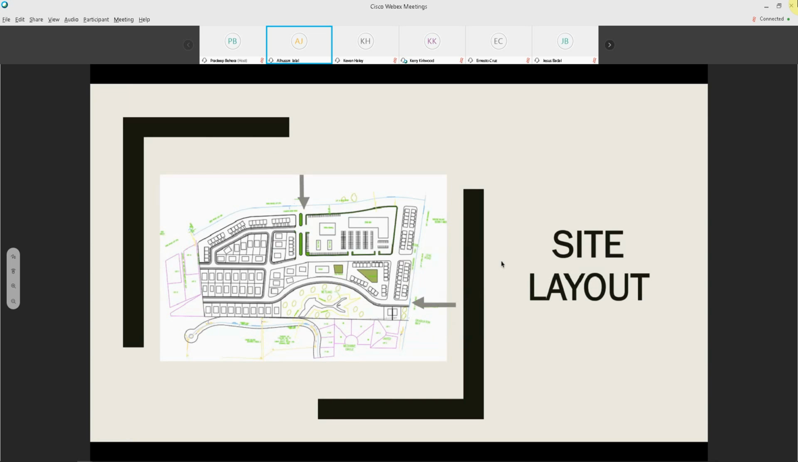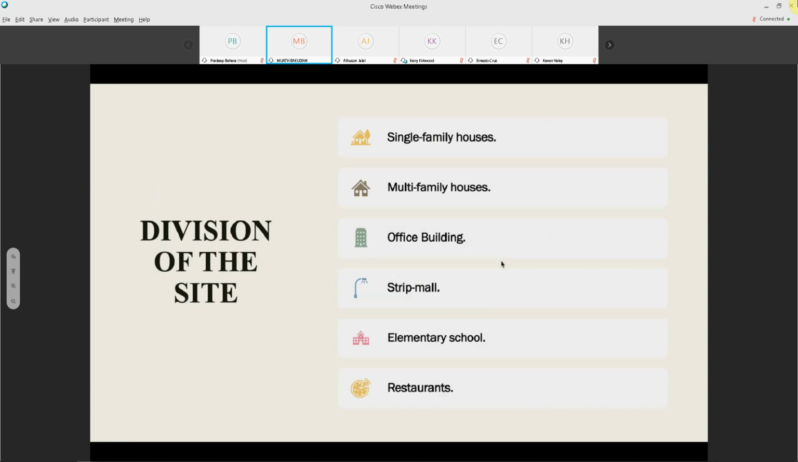Hi everyone, my name is Muath Bakudam. As we can see in our layout design, the main pipe in the north and east side will feed our city with clear water. Next slide, please. In the next slide, it's our division of the site, which is single family and multi-family, office buildings, strip mall, elementary school, and restaurant. Next, please.